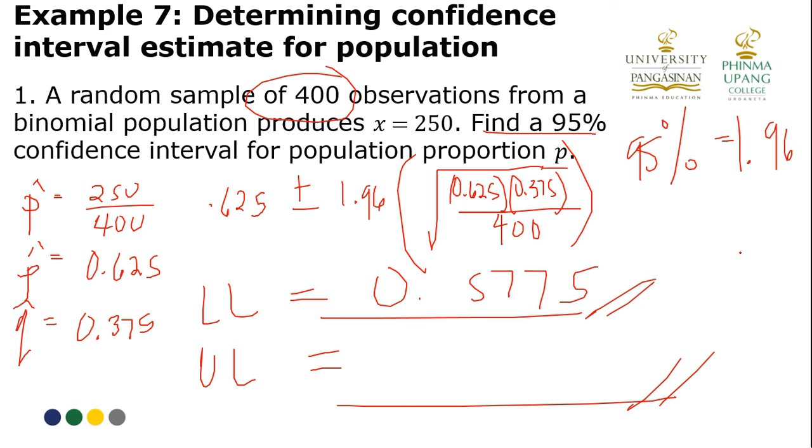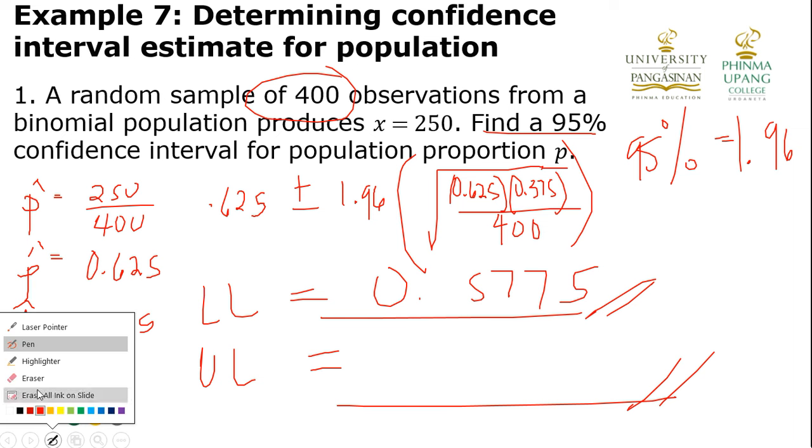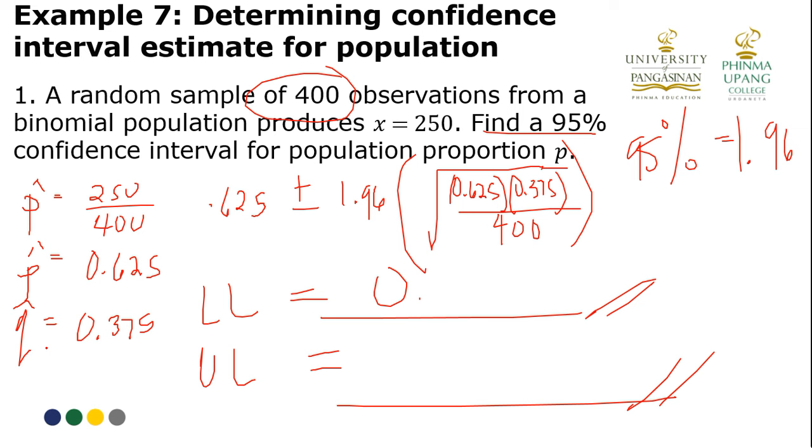LL is 0.5775. How about LL? 57. Which one is it really? Von and Irish have different answers. Four decimal places, okay? So 5776 according to Ian, then 0.6724. Okay, we will believe Ian. Micaela has 5776, Stabilio has 5775.